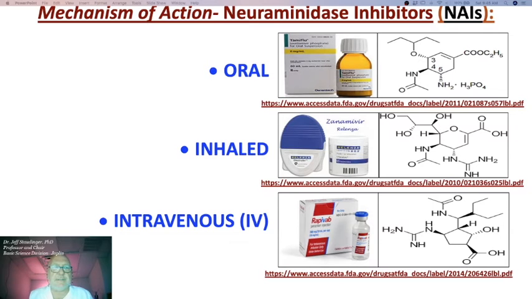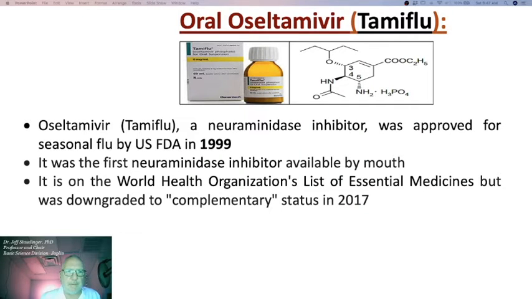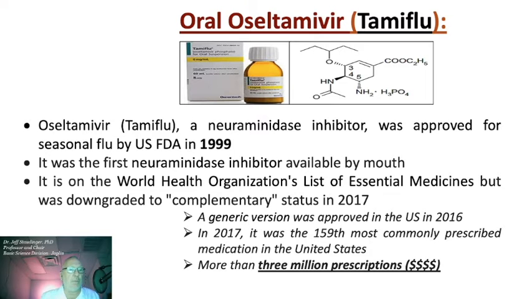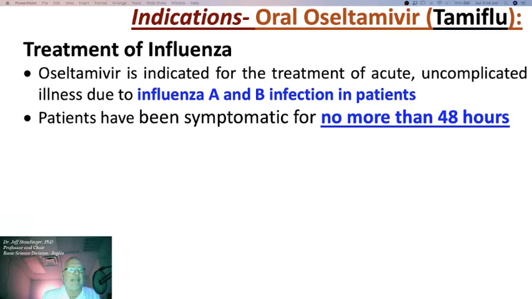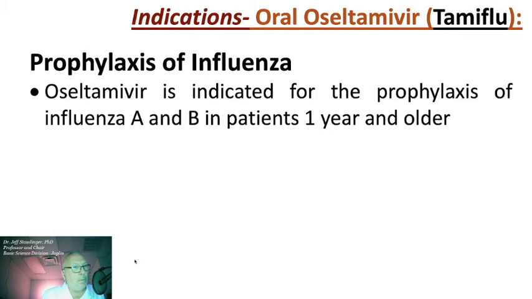The main difference in these three drugs is their route of delivery. Oseltamivir was the first neuraminidase inhibitor available by mouth and was listed on the WHO's list of essential medicines, with more than 3 million prescriptions. It's indicated for the treatment of acute, uncomplicated illness due to influenza A and B infections in patients that have been symptomatic for no more than 2 days. It's indicated in high-risk groups. Oral Oseltamivir is indicated in the prophylaxis of both influenza types A and B in patients 1 year and older.